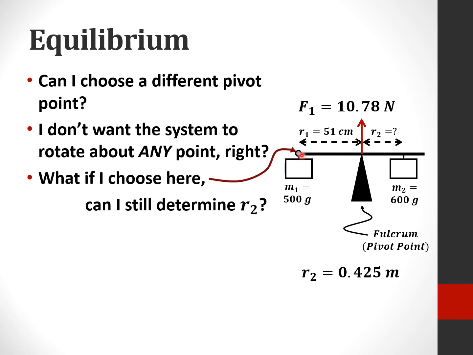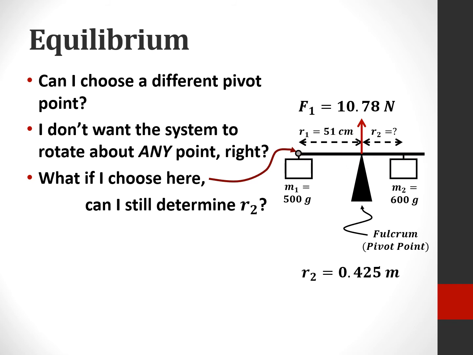So now we've got a pivot point on this end, and we have the force from the fulcrum that's going to be causing a torque, and then we have the force of gravity from the 600 gram mass that's going to be causing a torque also. Let's see if we can figure out this R2. Now the lever arms are going to change because the distance of this force is going to be R1, but the distance between the pivot point and mass 2 is now going to be R1 plus R2.